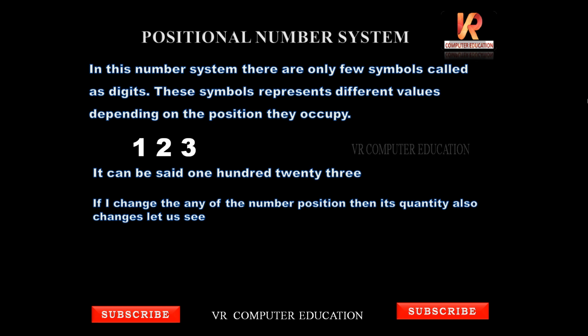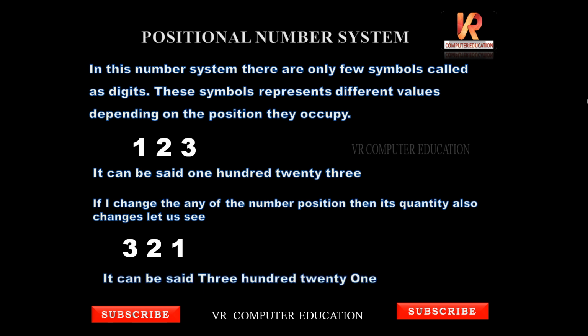It can be said 123. Now if I change the position of the number, then its quantity also changes. Let us see. See, I have changed the 1 and 3 position. So 3 comes first and 1 goes to last. Now it can be said 321. See, based on the position, the number changed, the value also changed.